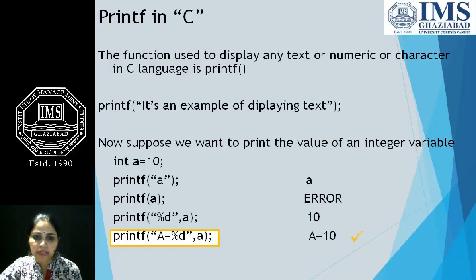So by this example, it is very clear that printf is used to display text. It can be used to display numeric values, character values, and floating point values. You have to write the correct format specifier according to your variable type. If you want to display a string only, then it should be enclosed within the double quotes, and if it is an integer value, then we would be using the format specifier %d within the double quotes.